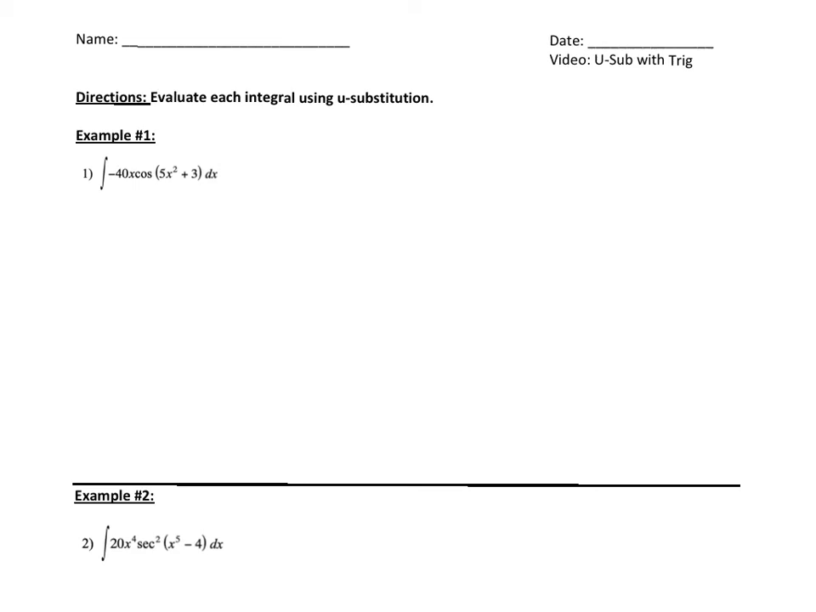Hi everyone, in today's lesson we're going to talk more about u substitution. This time we're going to include trigonometry. So we want to take the integral of negative 40x times cosine of 5x squared plus 3 dx.